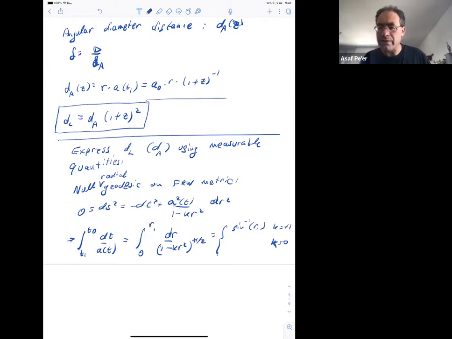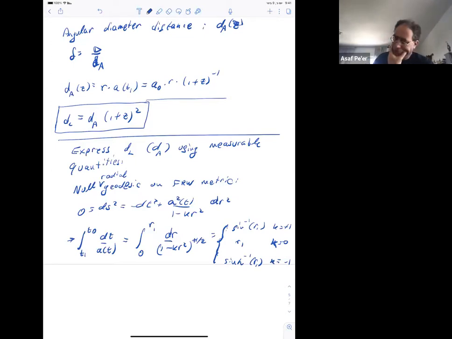What is the integral on the right-hand side when k is equal to 0? That's R1. And when k is equal to minus 1, this is just a sine case: minus 1 of R1. So this is something which we can solve immediately, right?